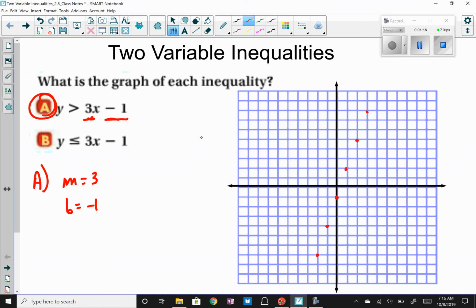Okay, before I connect the lines, I want to determine whether I should do a solid line or a dashed line. So what we have to remember when we're doing this is that anything that does not include an equal sign, for example, greater than and less than, will get a dashed line. Anything that does include the equal sign, like less than or equal to or greater than or equal to, will get a solid line. So I look at the inequality here, and it's a greater than symbol, so I'm going to use a dashed line here.